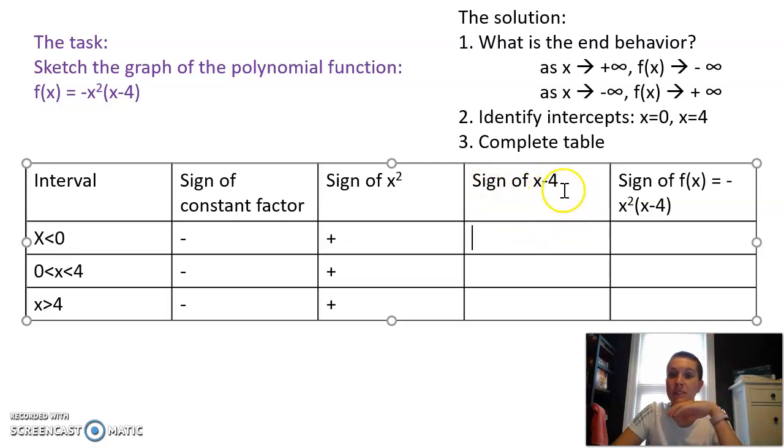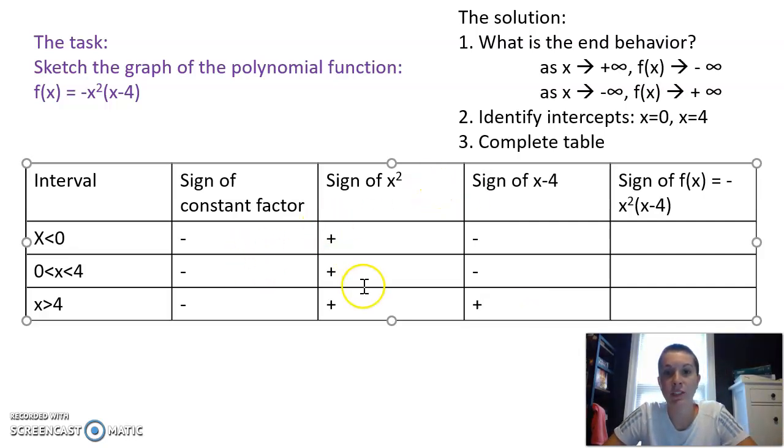So to determine the sign of the x minus 4 term at these different intervals, we're simply going to pick some numbers and plug in. For x less than 0, let's pick negative 1. So negative 1 minus 4 is negative 5, which is a negative number. Now we're going to do the interval of 0 to 4. We'll pick positive 1. Positive 1 minus 4 is negative 3. Another negative number. For x greater than 4, we'll just pick 5. 5 minus 4 is positive 1, so the sign here is positive.